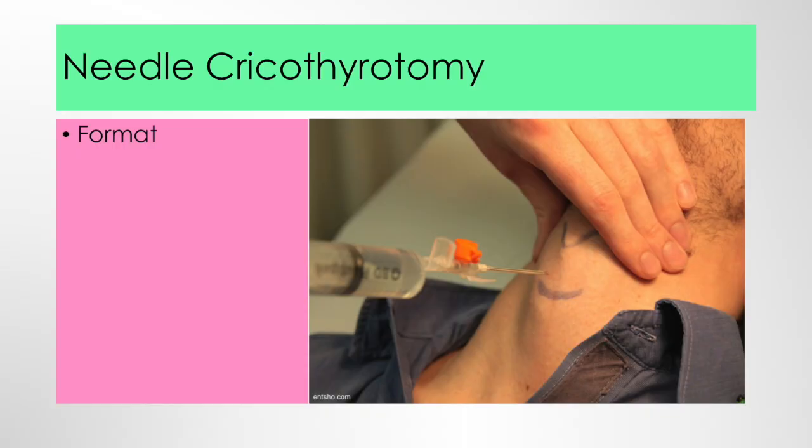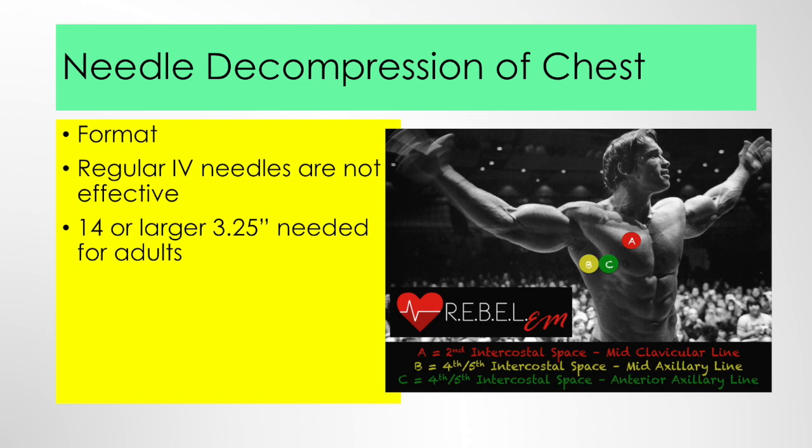Needle crikes, just format change, nothing big in there. Needle decompression, talking about the IV needles that we have always used, you know, the 14 gauge 2-inch. It's now recommended that it should be a 14 gauge, but the longer catheters, so 3 1/4 inch is what's needed for adults.